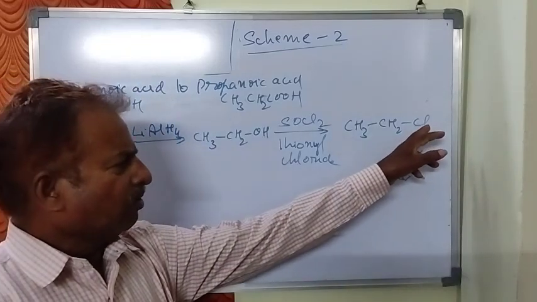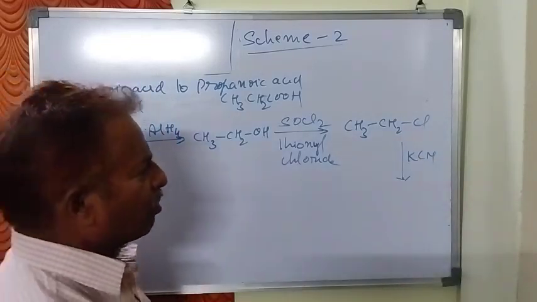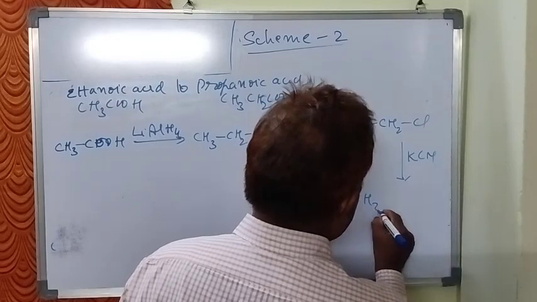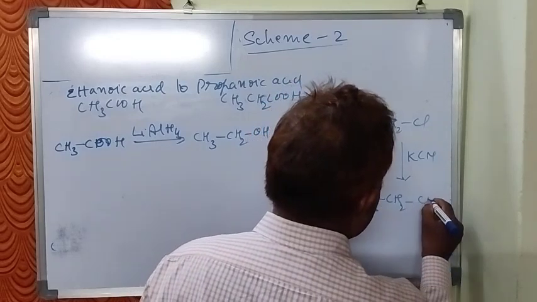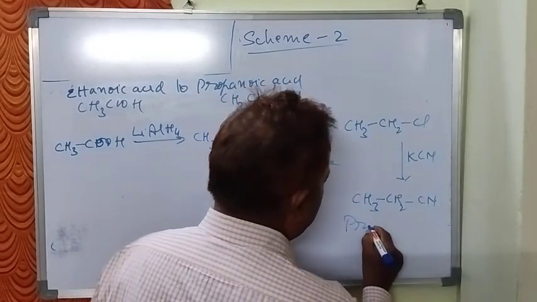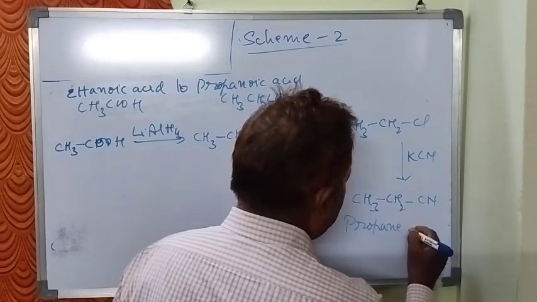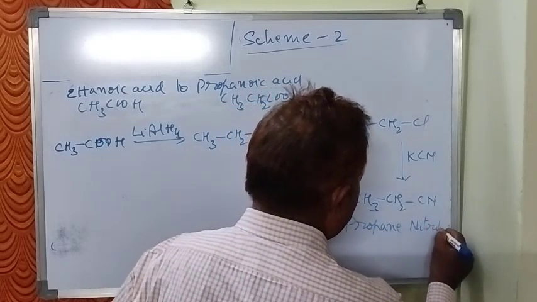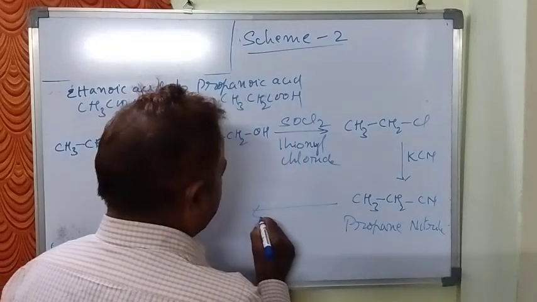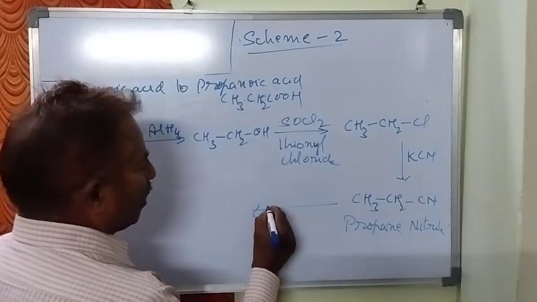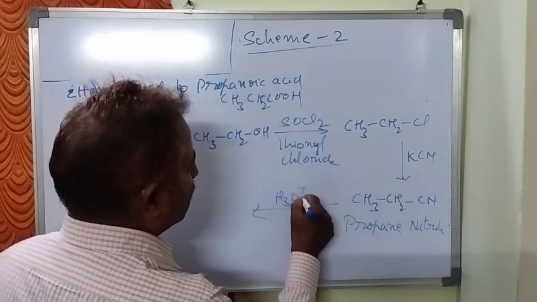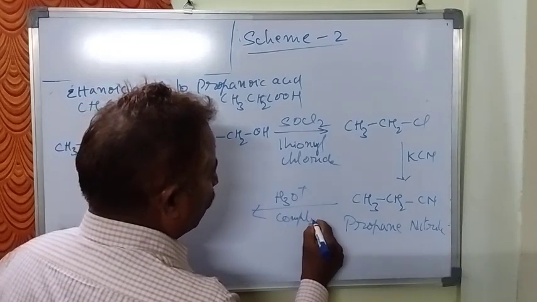So the chlorine is replaced by the CN nucleophile. Therefore, we get CH3CH2CN. This is propane nitrile. When propane nitrile is hydrolyzed completely, H3O+, complete hydrolysis.